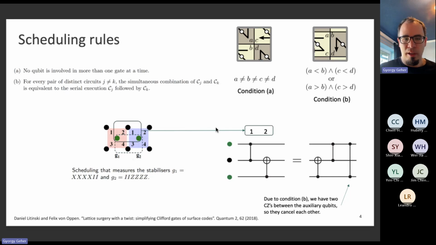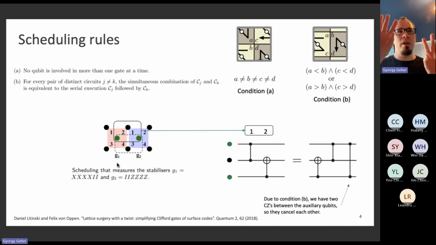The reason why, if condition B is satisfied, the parallelization of all the circuits in the code will give you a valid circuit for measuring all the stabilizers simultaneously and independently is illustrated here. So what you can do is take all the X-type stabilizers and the Z-type stabilizers, and try to regroup the controlled X, controlled Z gates, so that all the controlled X gates, let's say, happen before the controlled Z gates.